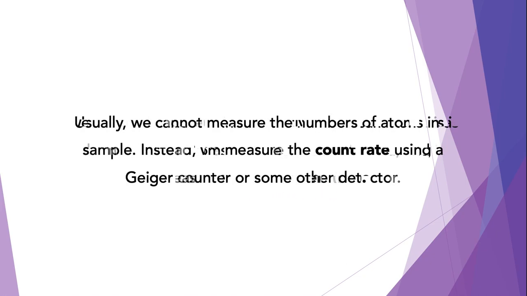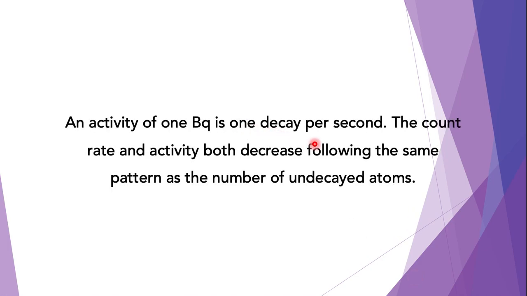So we cannot measure the number of atoms in a sample. Of course, we cannot count the atoms. So instead we measure the count rate. We use a Geiger counter and we record the beeps of the Geiger counter. Each beep represents an atom decaying. So whenever an atom of the radioactive substance decays, the Geiger counter beeps. That is how we measure the count rate of a radioactive sample rather than counting the actual atoms of the sample. An activity of 1 becquerel is 1 decay per second. The count rate and activity both decrease following the same pattern as the number of undecayed atoms.